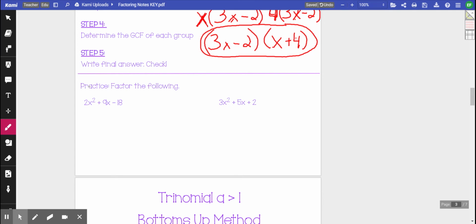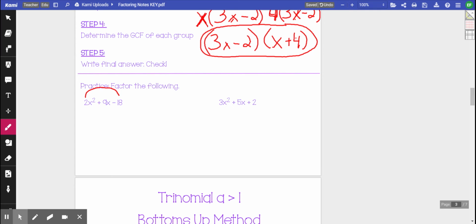If we're following along right now, we're looking at 2x squared plus 9x minus 18. If we are looking to factor this, we are multiplying our a and our c. 2 and 18 is going to give us 36. Again, we know we're going to have different signs because we're looking at a negative 36. So I'm looking for the factors of 36 that are going to have a difference of 9.